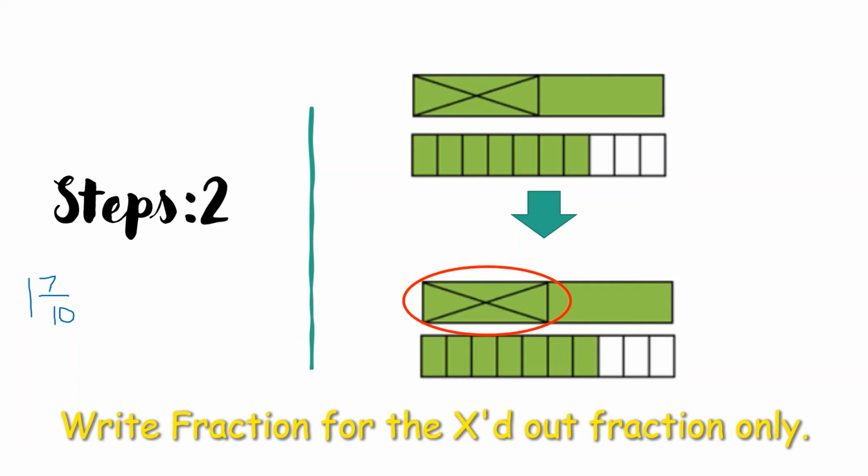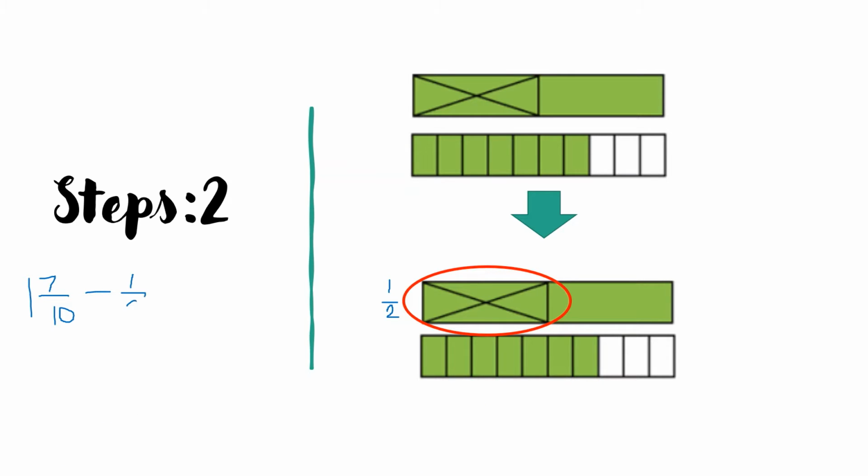Next step, we're going to look at just the x alone. And what is the value of the x compared to this one Kit Kat bar right here? We can see that the value of this x right here is 1/2. So we're going to put that down.